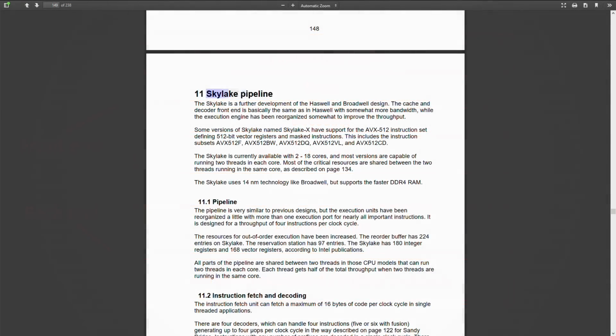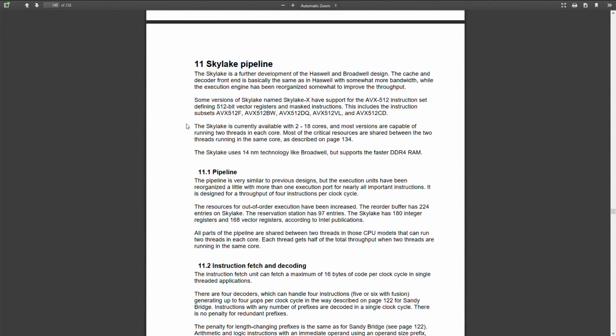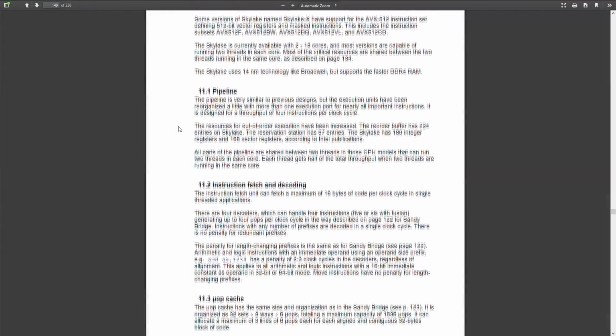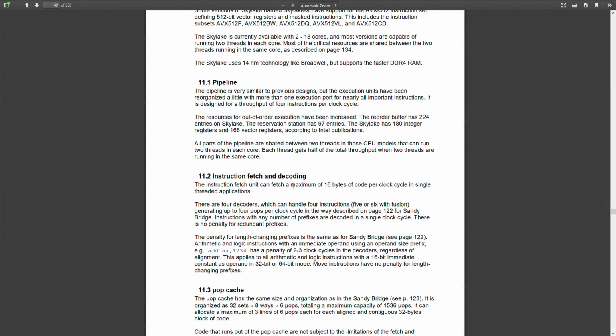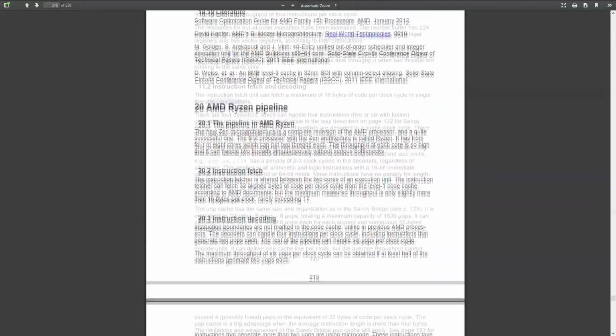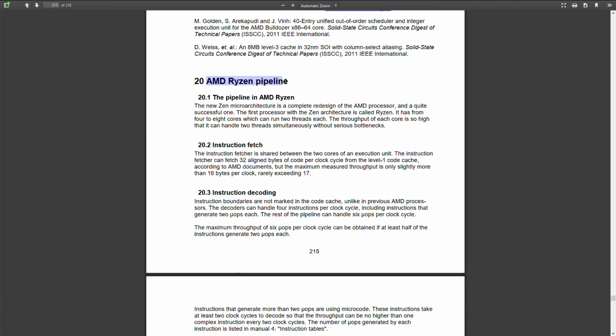Looking at the section on Skylake, of which the 8700K is, Dr. Fog stated that the Skylake architecture may fetch up to 16 bytes of code per clock per core from its L1 cache. Now looking at the Zen architecture, Fog shows that this architecture may fetch up to 32 bytes per clock from its L1 iCache. This is up to twice that of Skylake.